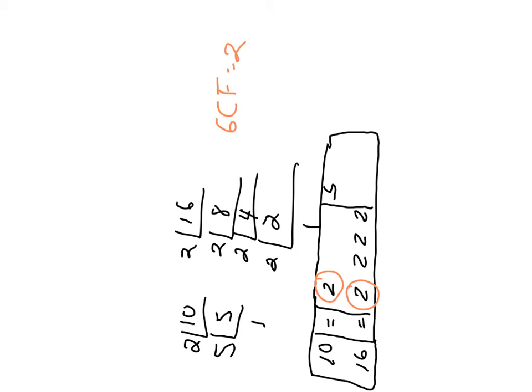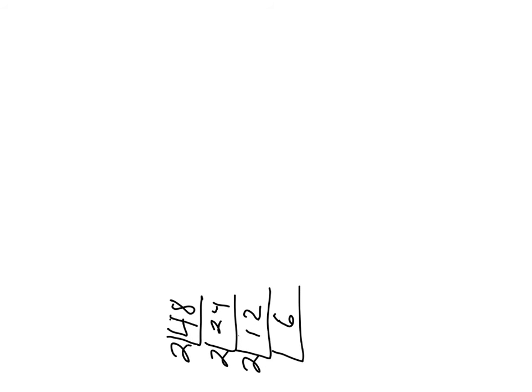We'll try it on another number. Okay, so let's look at this. Let's try 48 and 56. Okay, so the best way to do it first is to factor each number. 2 into 48 is 24. 2 into 24 is 12. 2 into 12 is 6. 2 into 6 is 3. And then 3 into 3 is 1.